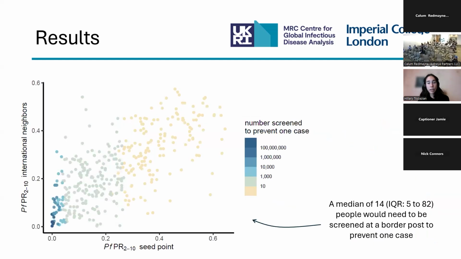And then we can also look at these data in terms of resources needed. So a median of 14 people would need to be screened at a border post to prevent 1 case, but this has a wide range depending on the place. So in low transmission areas with other low transmission neighbors, thousands of people would need to be screened to prevent 1 case just because there's not very many infections in the population. And then in high transmission areas, it would take very few because most people crossing the border would end up testing positive.